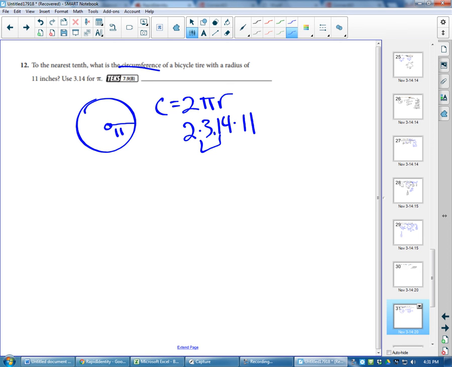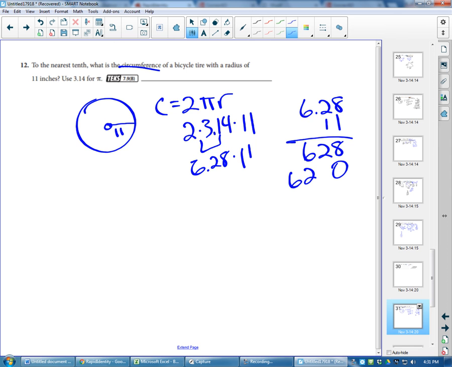2 times 3.14 is always 6.28. Times 11 is nice and easy. That's just going to be 628, and then bring down a 0, and then 628 again. So that's 8, 0, 1. And Danae is correct. Oh my. So this would be 69.1.